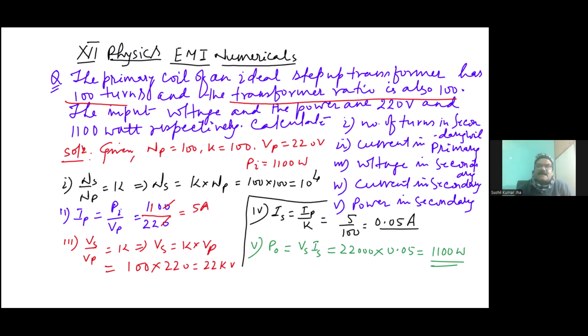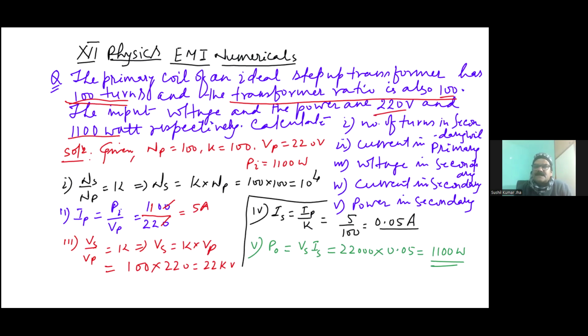First numerical I have taken, which was once in CBSE, which was a 5 marker question. Previous वीडियो में भी हमने कहा था, और ये 5 मार्कर क्वेश्चन श्योर शॉर्ट है, आना ही आना है। वो क्या है? A primary coil of an ideal step up transformer has 100 turns, and transformer ratio is also 100. The input voltage and the power are 220 volt and 1100 watt. Calculate, अब 5 चीजें 5 मार्कर में, 1 mark for each.